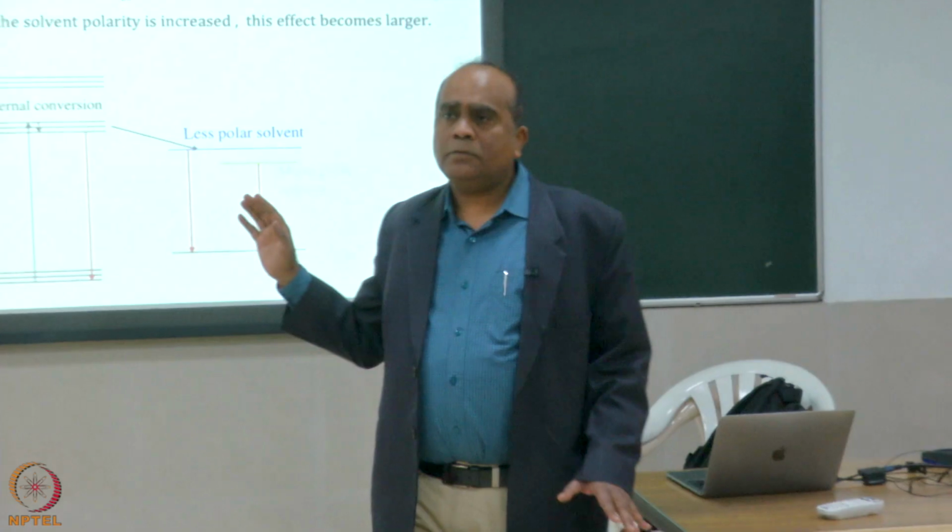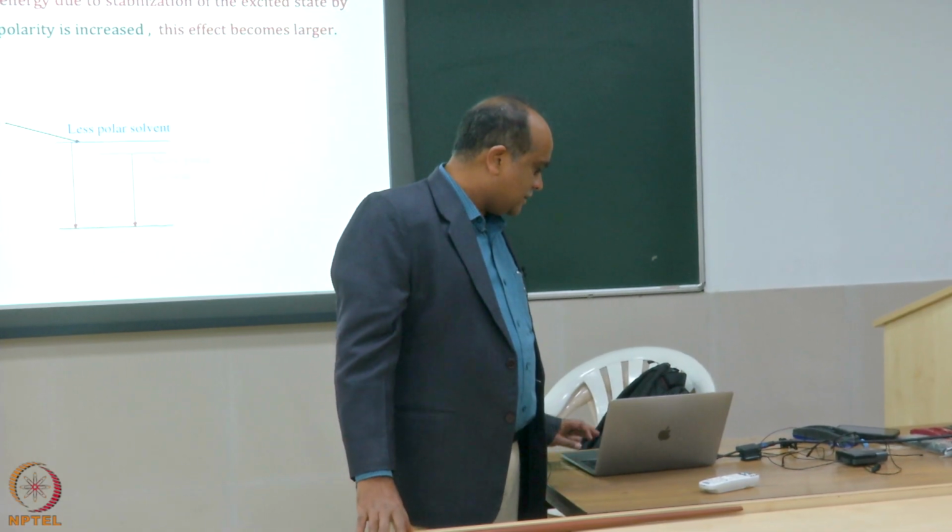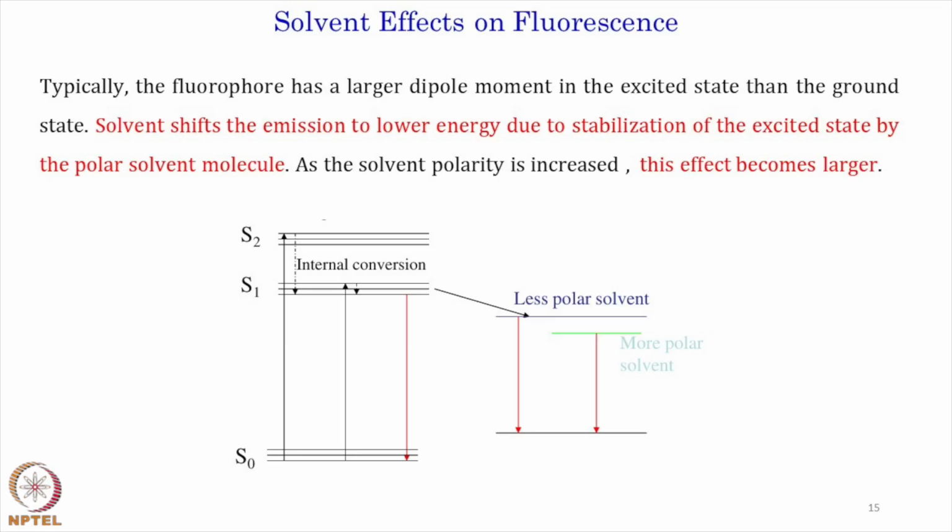So, therefore, you can see the effect of the solvent on fluorescence emission spectra. Typically a fluorophore has a larger dipole moment in the excited state than the ground state. The solvent shifts the emission to a longer wavelength due to stabilization of the excited state by interacting with a polar solvent, and as solvent polarity increases, this effect becomes larger.